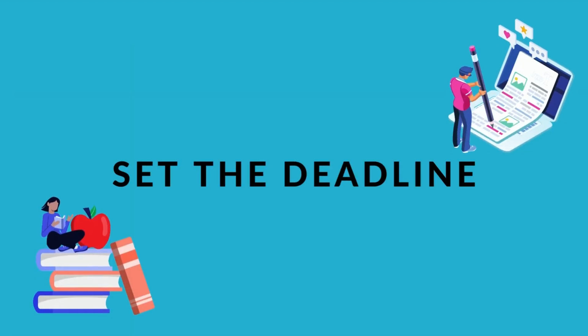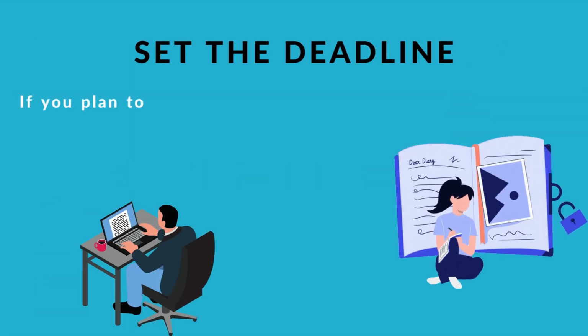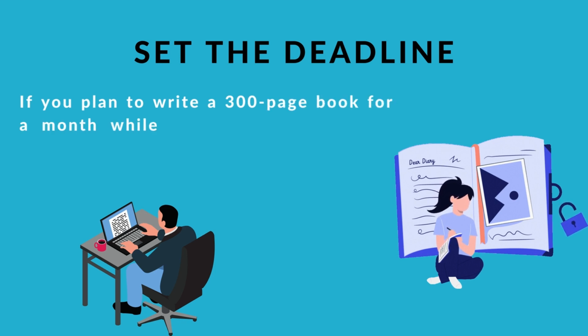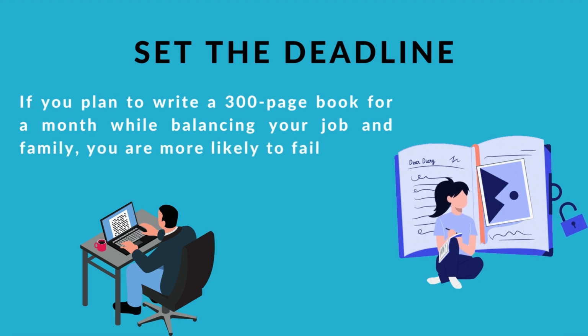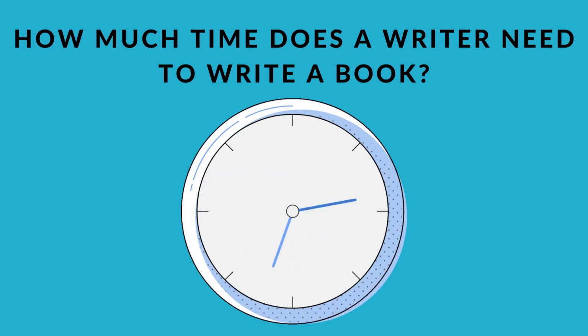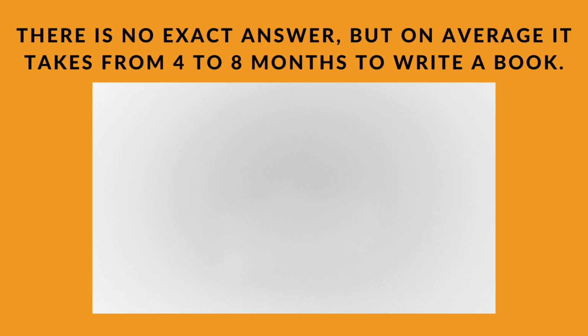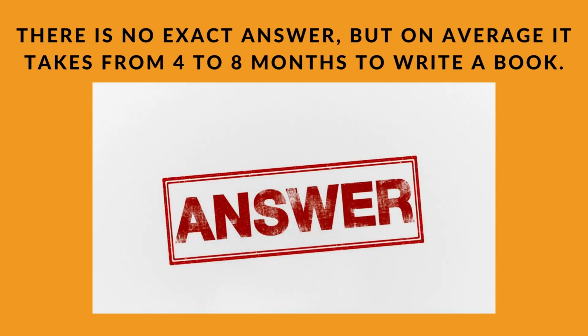Set the deadline. Be realistic and define the scope. If you plan to write a 300-page book in a month while balancing your job and family, you are more likely to fail and get nervous. Planning your time pushes you to do what is enough and gives you balance in other activities. How much time does a writer need to write a book? There's no exact answer, but on average it takes from 4 to 8 months to write a book.